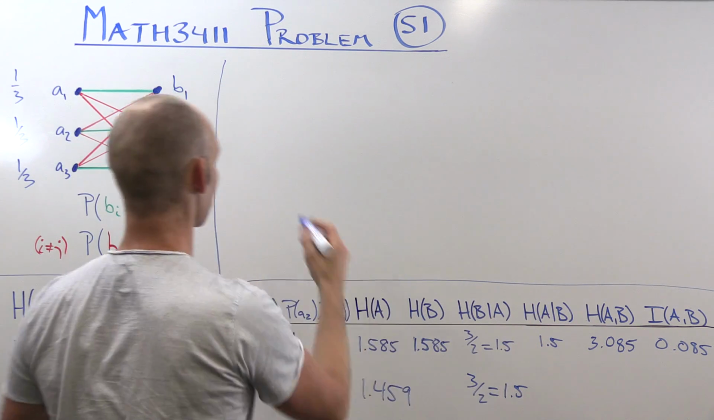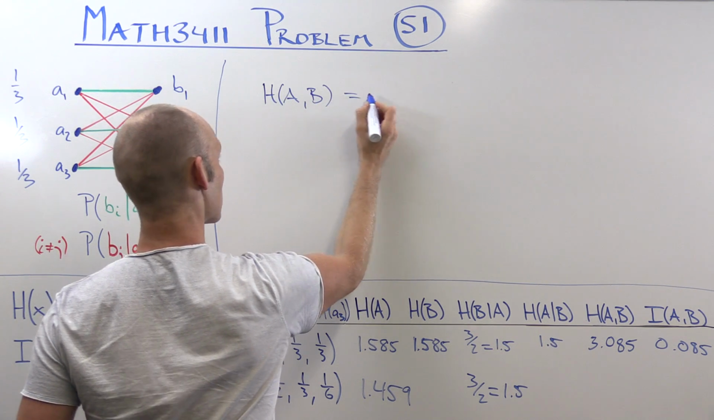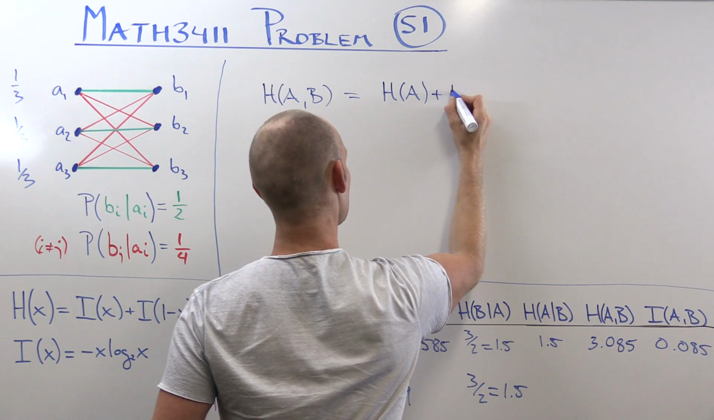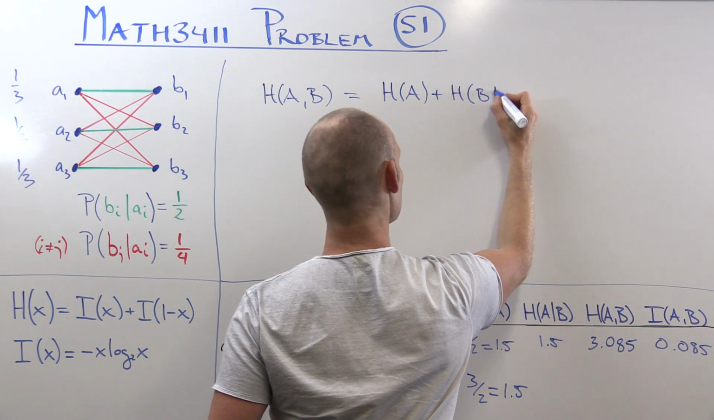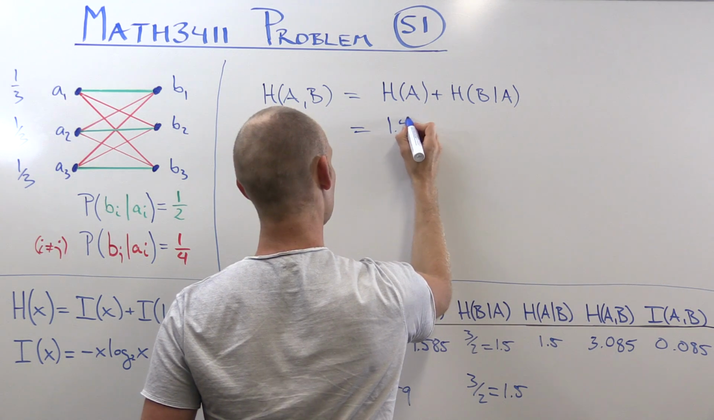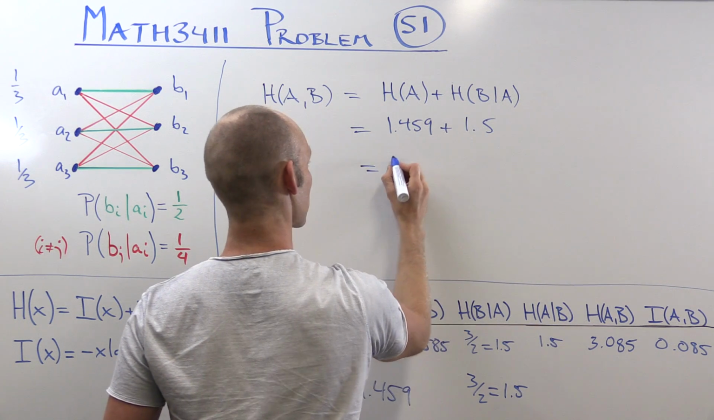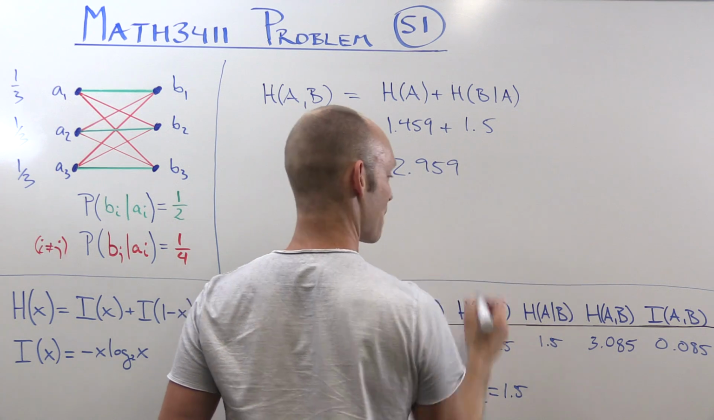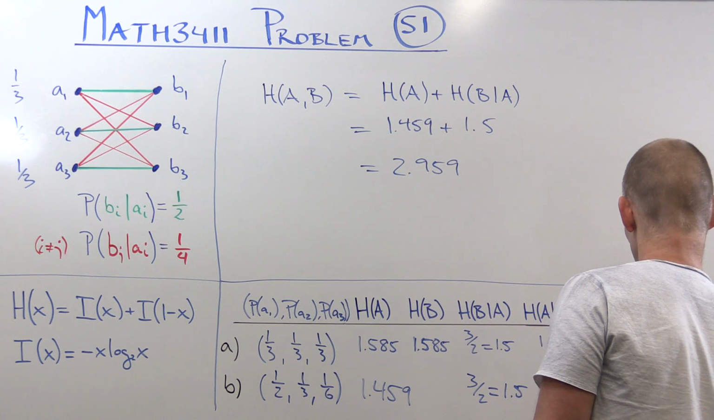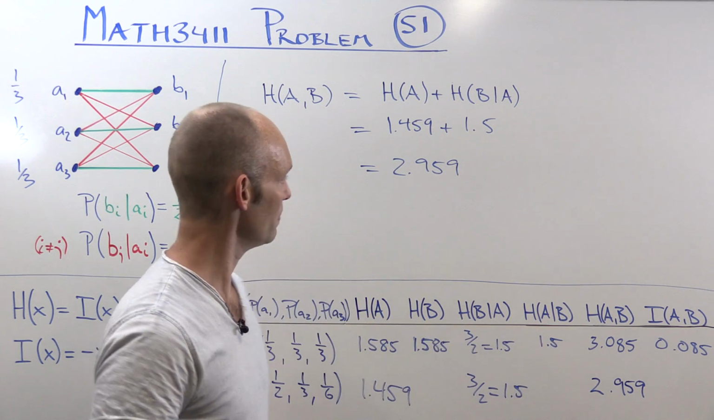the joint probability. So we have H(A, B), that's equal to H(A) plus the entropy of B given A. So that's equal to 1.459 plus 1.5, which gives us 2.959. And again we see that the entropy is slightly less down here than it was before.